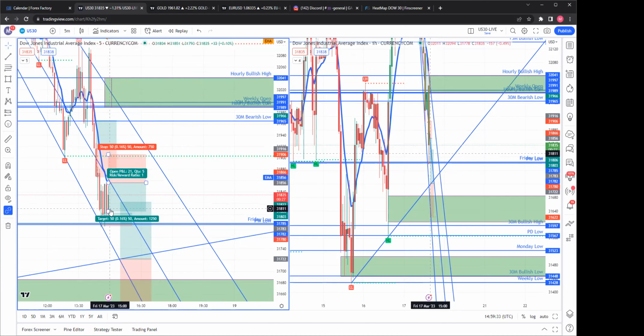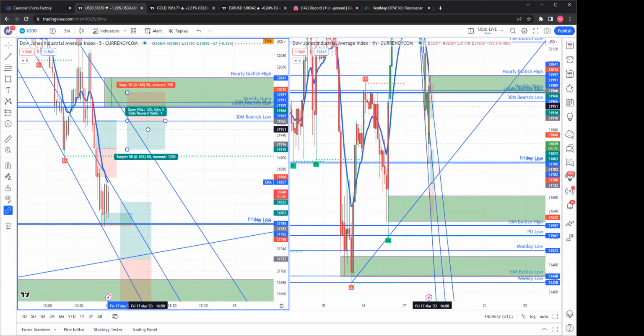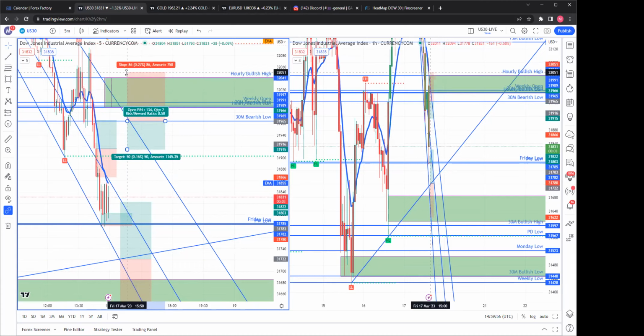What is preventing price from going up here, retesting the 30-minute bear? And you can see where the 30-minute bearish low is. The 30-minute bearish low in this picture right here is intersected with the top of the bearish channel. So maybe this is the best sell right here for US 30. Wait for the retest of the descending channel or descending trend line on the outside.